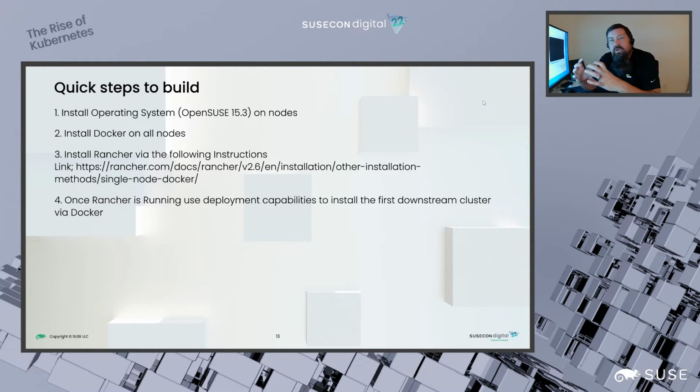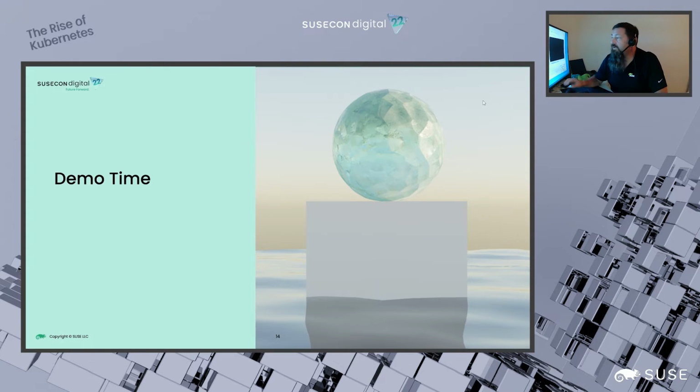So that's our goal for the demo today, to walk through those steps to where we end up, through the end of the demo, with a Rancher server deployed and the ability to do the deployment of a downstream cluster. So that's our goal. That's where we're headed. So let's take a look at our demo.